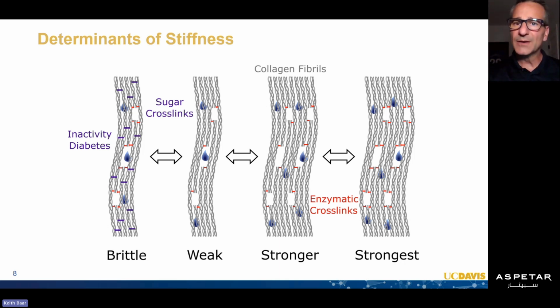When we make them bigger, it doesn't inherently make them stiffer until you get more of those cross links that are in there. So the stiffness is dependent on how much collagen is there, the orientation of the collagen, which I don't show here, and the cross linking of the collagen.